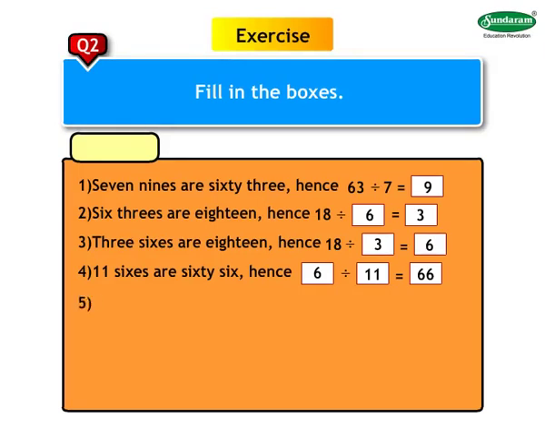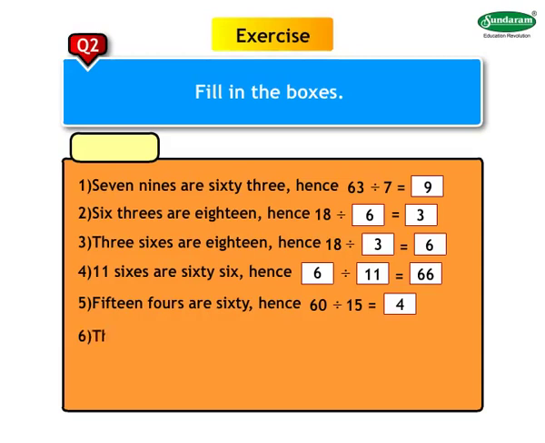5. 15 fours are 60. Hence, 60 divided by 15 is equal to dash. Here, in the 15 times table, we get 15 multiplied by 4 is equal to 60. This means 60 divided by 15 is 4.